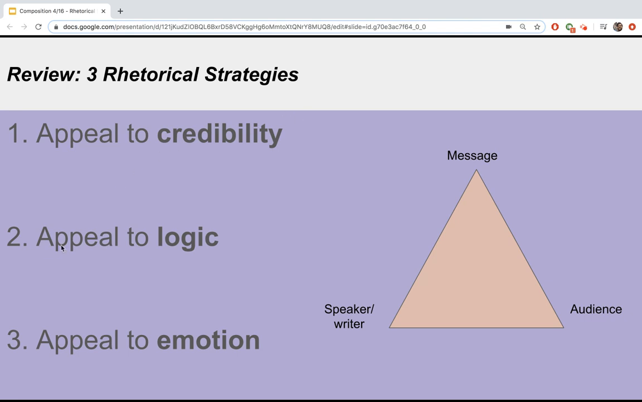When we talk about logos, we're talking about an appeal to logic. You should listen to me because what I am saying makes sense. It is true. It is facts. This is an appeal to logic or logos.